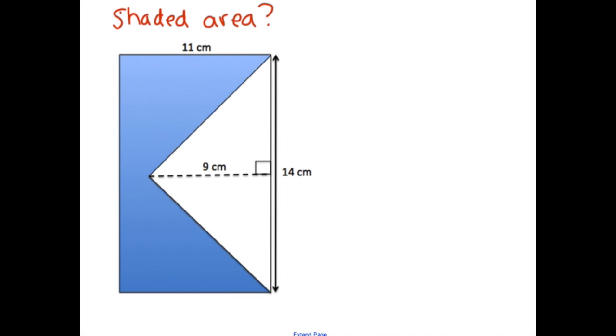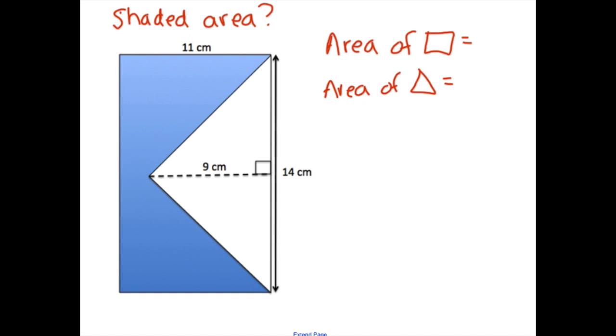So if we take a look at this, we can see that we can find the shaded area by finding the entire area and taking away the triangle. All right, that requires us to find the area of the rectangle and the area of the triangle. So we're going to have to find two different areas and then subtract them to find the shaded area. So let's start with our rectangle.